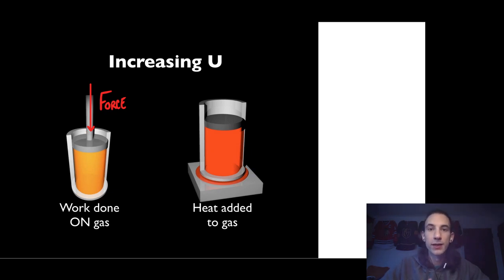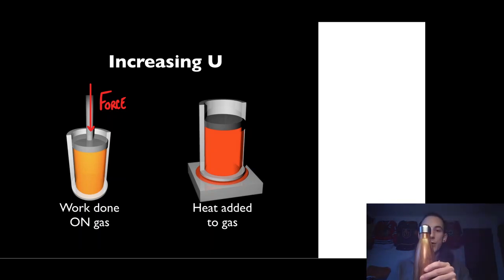One way that we can increase the internal energy of our system is we can do work on our gas. We can apply some sort of force on it to compress the space of our piston, to compress the space of the gas. So we can force it, we can do work on it. When we talked about work back with conservation of energy, we said that if we do work on our system, we add energy to our system.